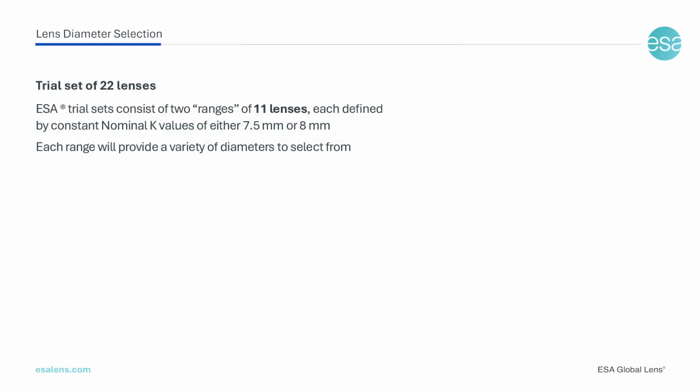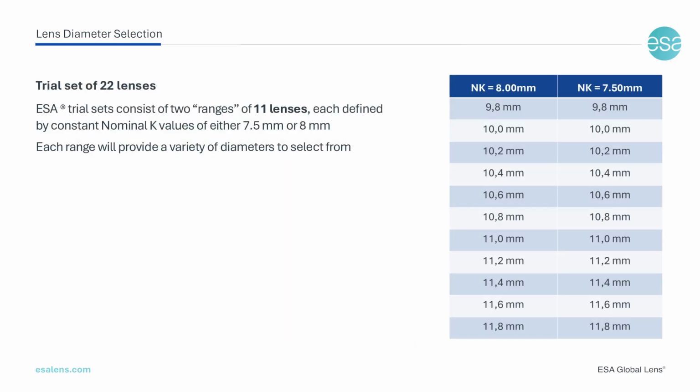The appropriate lens diameter is determined using a diagnostic trial set. This set is comprised of two distinct series of 11 lenses each, or 22 lenses in total, allowing the practitioner to physically verify the limbal gap. You can see here that the trial set contains a full range of diameters, but only two nominal K values out of the 45 that are available.